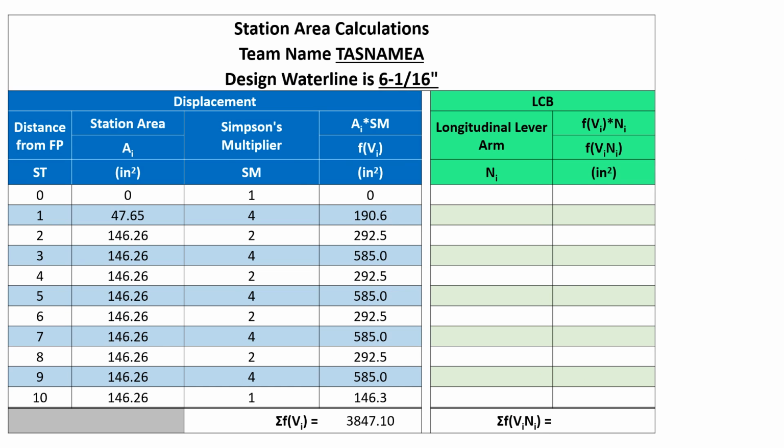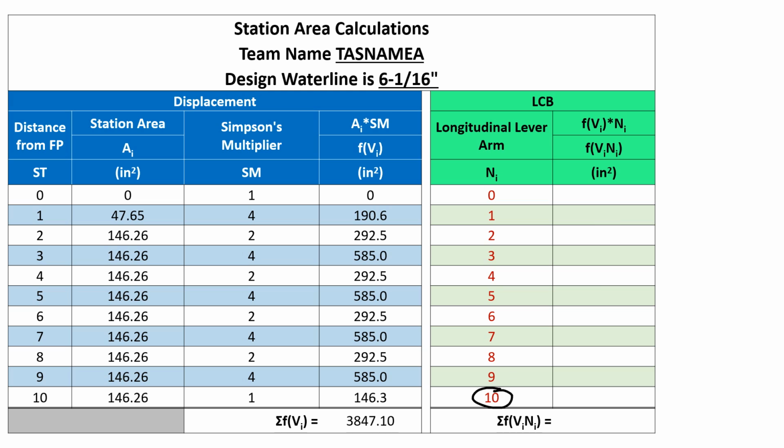From my station area table, I list the number of stations that my station areas are away from my reference point, which is located on the forward perpendicular. For instance, station 10 is 10 stations away from my first station, or the forward perpendicular.